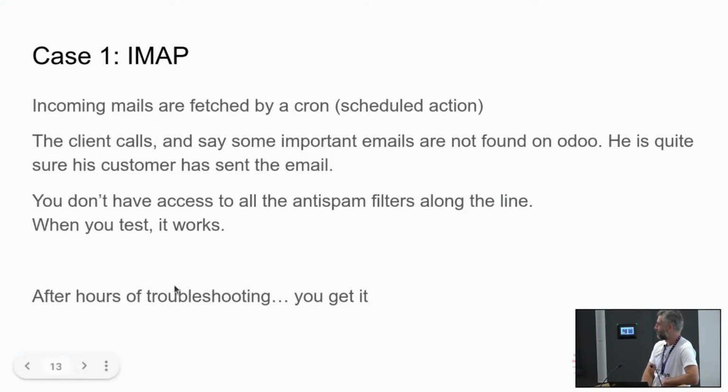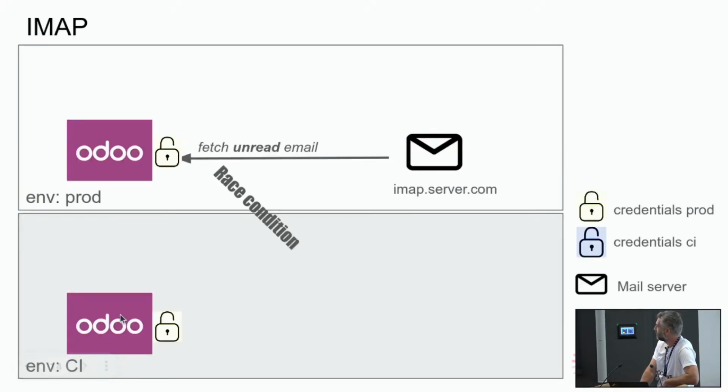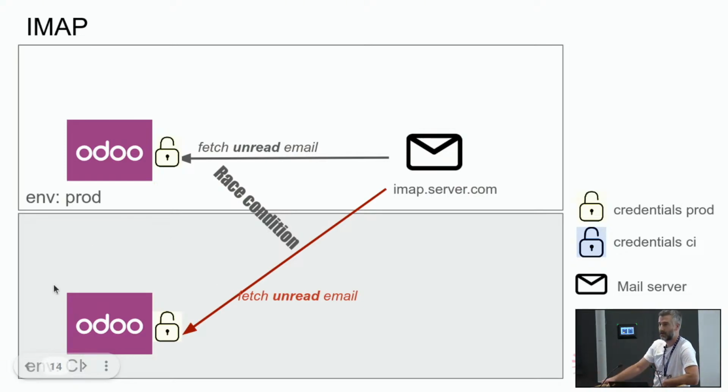And then you start to spend hours and hours, and then you get it. What happens? Oh no, shit. Okay, so. The thing is that you've got another environment. It can be a CI server, a staging server, or maybe it's your dev box or the one of your colleague, and he tried to fetch emails. Because he has access, he succeeds in getting the email. And because usually on IMAP servers there is a mark, if an email has been read, it's marked as already read, and it's not fetched by the production.